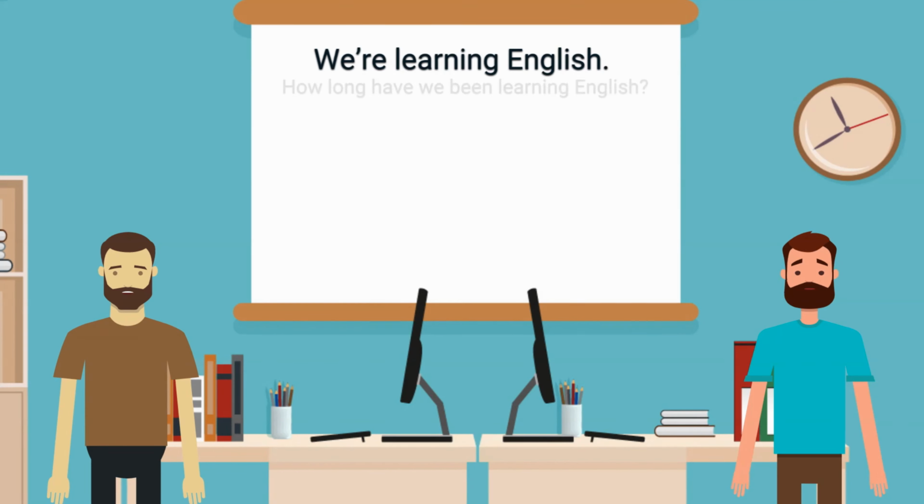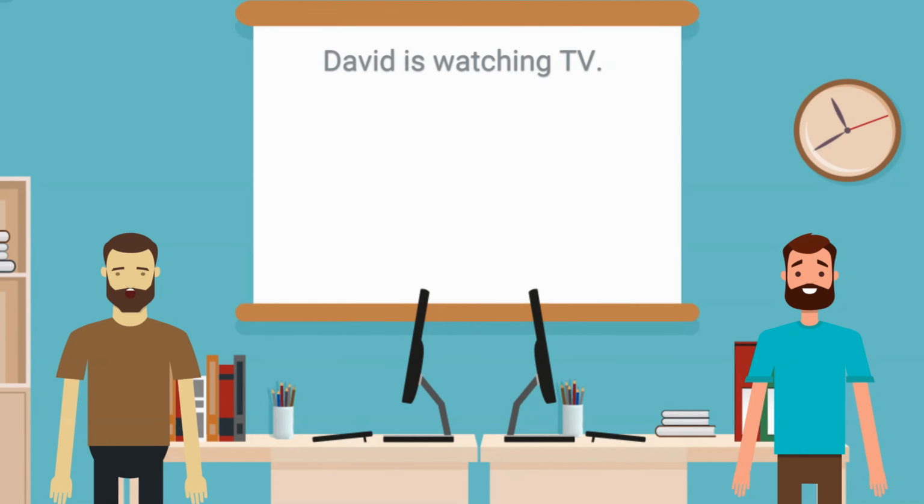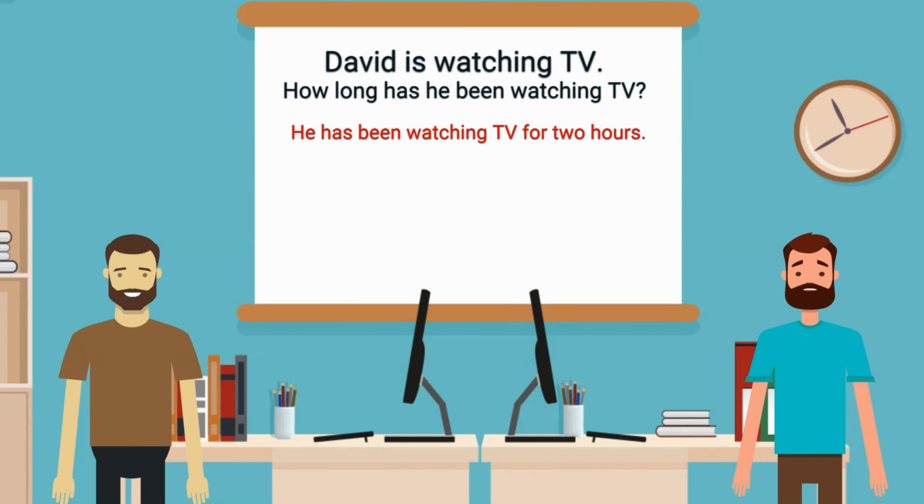We're learning English. How long have we been learning English? We have been learning English for 3 years. David is watching TV. How long has he been watching TV? He has been watching TV for 2 hours.